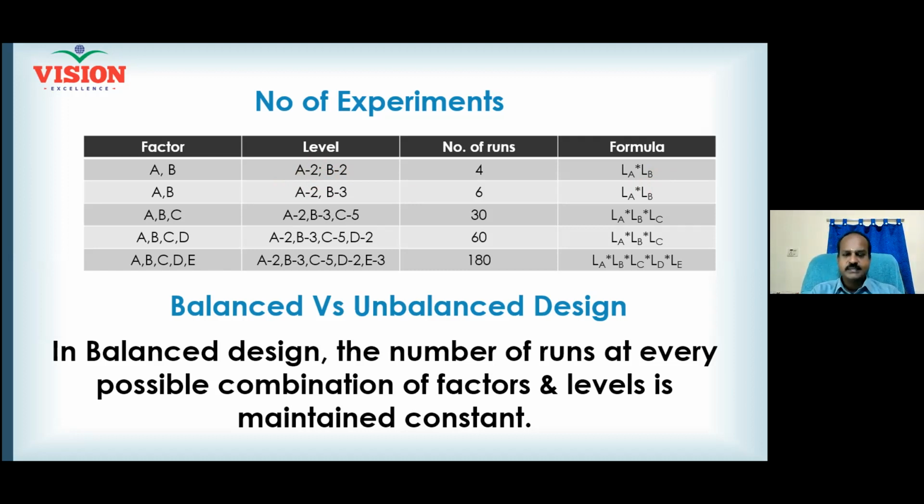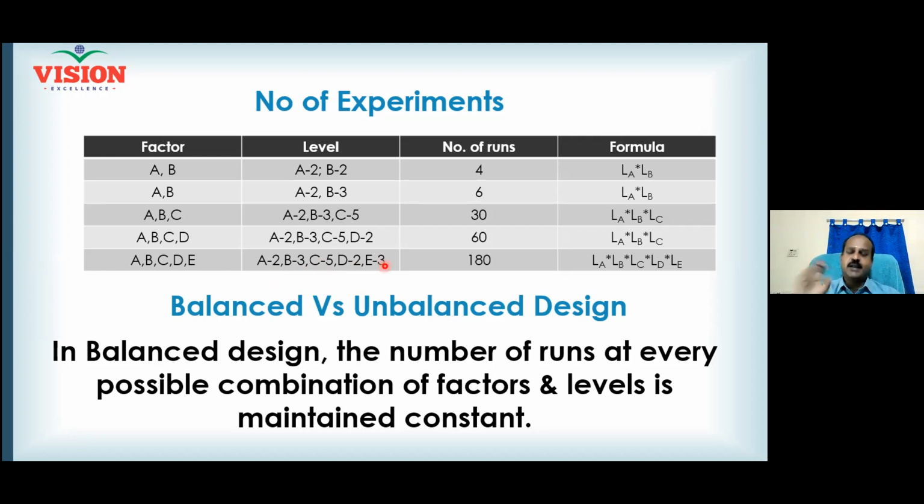Now there are 2 factors, A and B. Number of levels for factor A is 2 and number of levels for factor B is 3. Now the total number of experiments will be 6. How do I get it? I multiply both the levels. Clear? And now coming to this 5 factor case, A, B, C, D, E, with A 2 levels, B 3 levels, C 5 levels, D 2 levels, E 5 levels. Now the total number of experiments is 180. How do I get it? This 2 into 3 into 5 into 2 into 5. Clear? Number of runs or number of experiments.